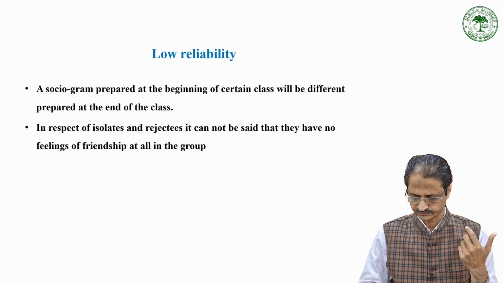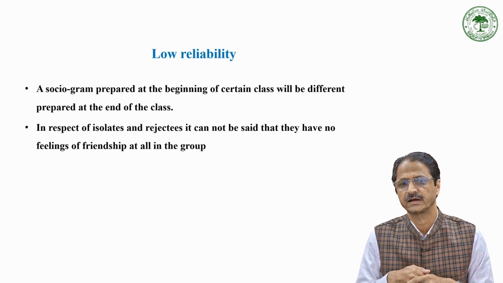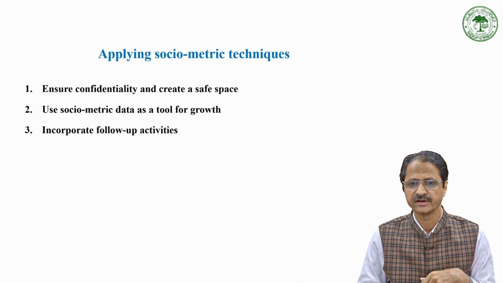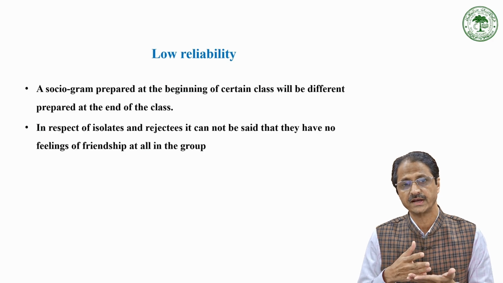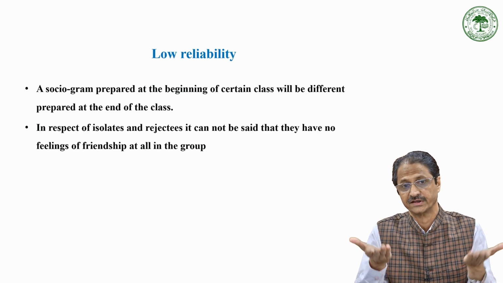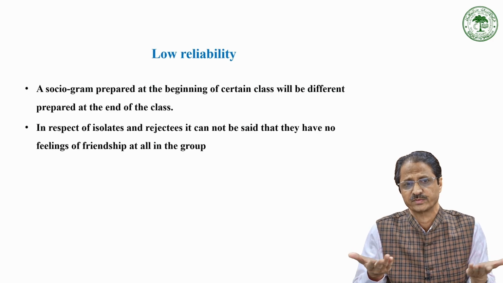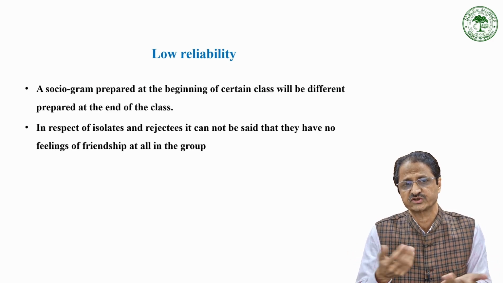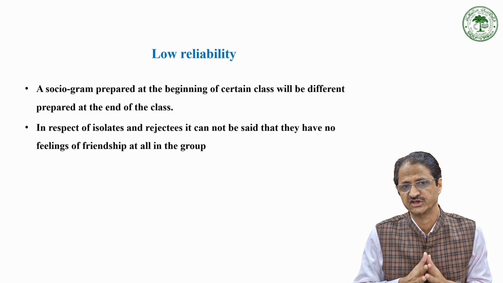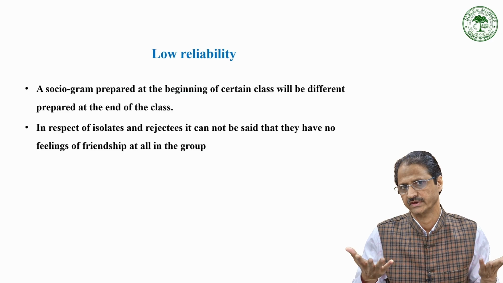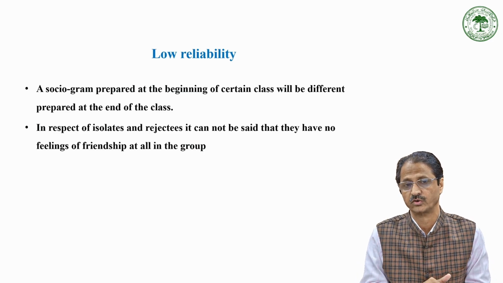The fourth one is low reliability. A sociogram prepared at the beginning of a certain class will be different from one prepared at the end of the class, as I told you, because chances of learning are there, experiences are there, and modification in the learning process leads to many positive ideas and many positive relationships. In the beginning, students are not aware of each other. In later stages, we get connected with each other, and their cooperation shows in their interaction on a regular basis.